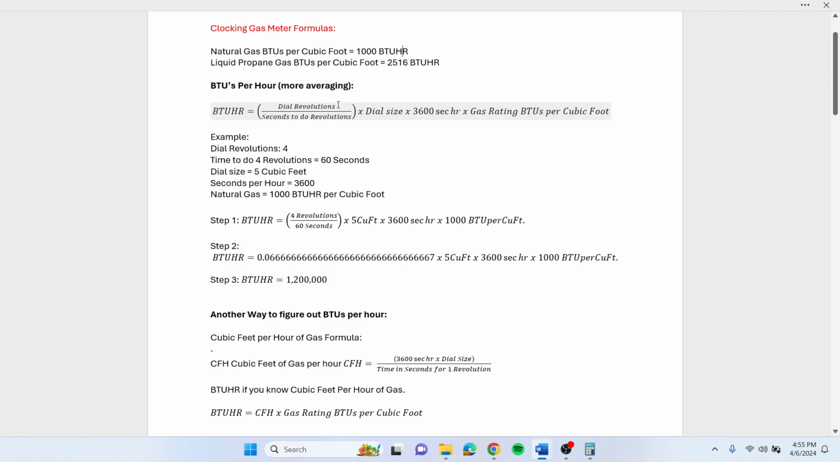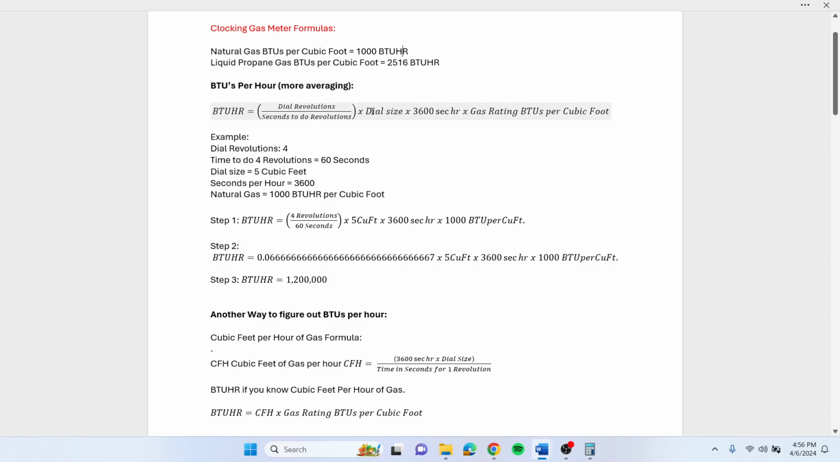So what you do is you pick how many dial revolutions you want to do. Let's say you want to do 3 revolutions, and you start a stopwatch on your phone and count in seconds how long it takes to do those 3 revolutions. So you take the dial revolutions divided by the seconds to do those revolutions. You take it times your dial size.